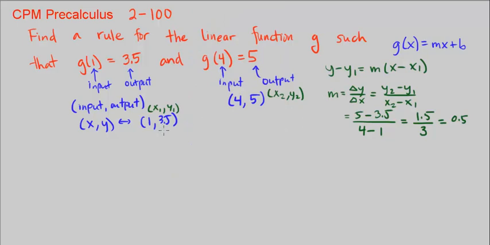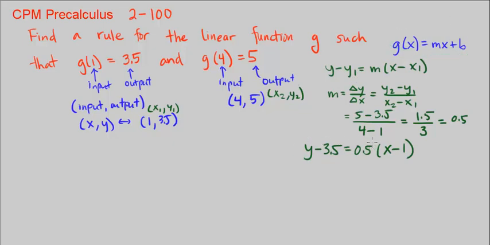Now I can use either one of these points to go ahead and plug it into my point slope form, because we have a point and a slope. So y minus y1, I'm going to use this y1, 3.5, equals m, we just found is 0.5, times x minus x1, which is 1. Again, I could have used this point, and it would give me the same formula once we solve for y.